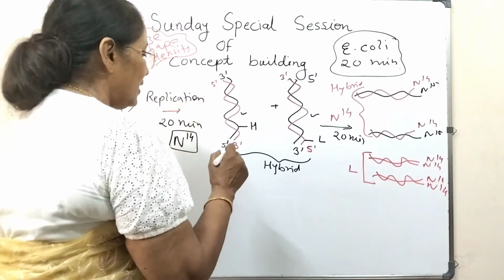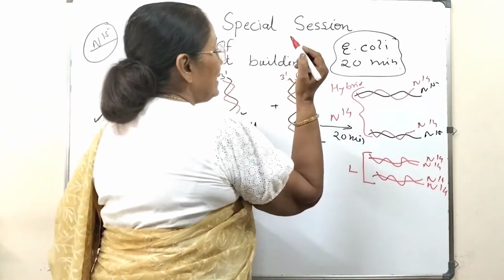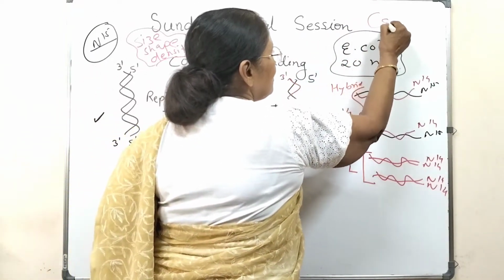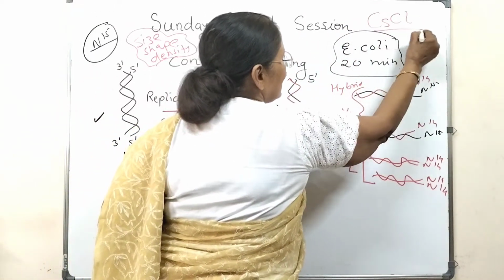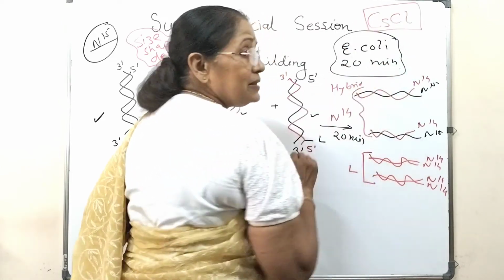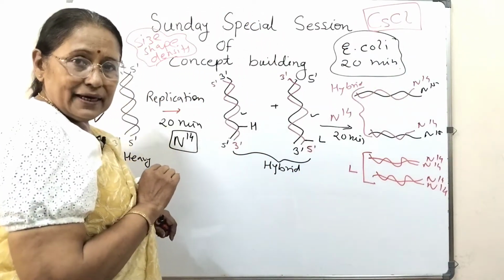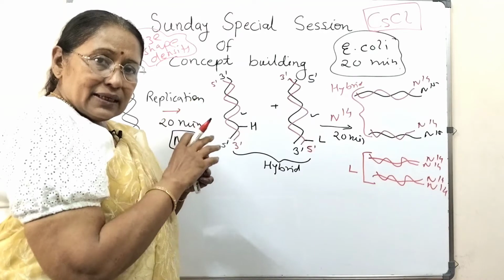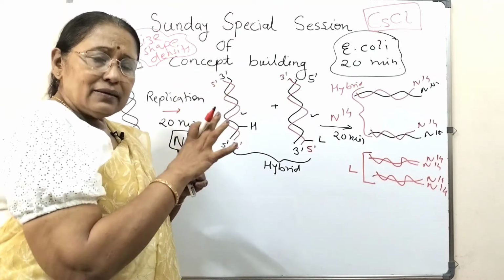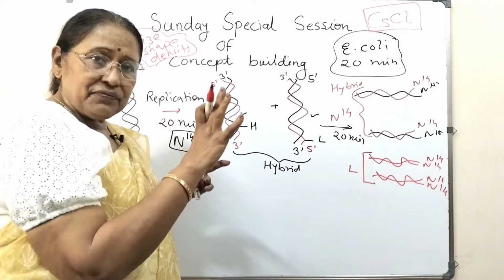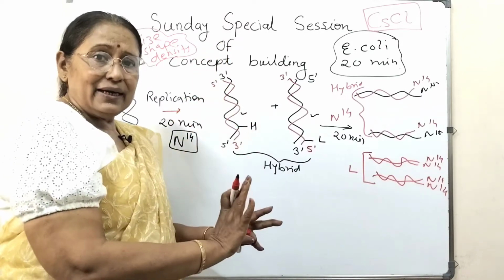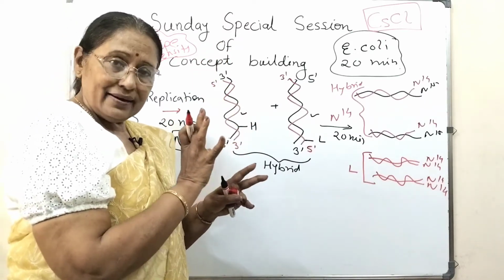And this was the cesium chloride density gradient. In this, the DNA molecules in centrifugation slowly settle down according to their density.